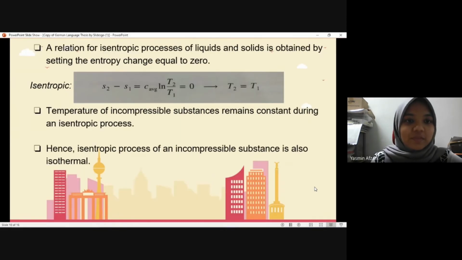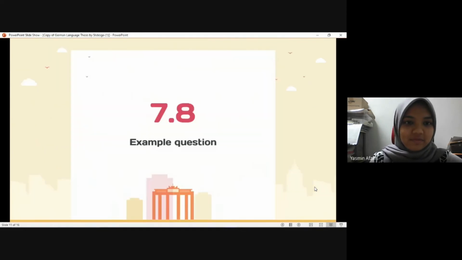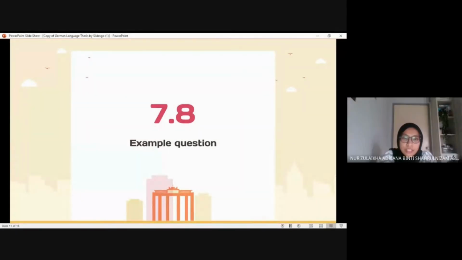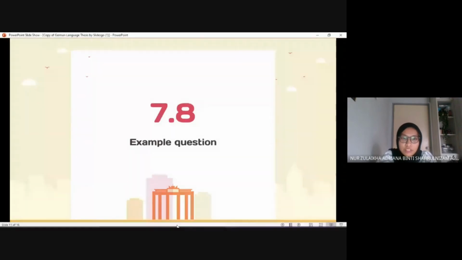Next, evaluation for isentropic processes of liquids and solids is obtained by setting the entropy change equal to zero. As you can see below is the isentropic equation, which equals zero, and T2 equals T1. The temperature of an incompressible substance, which I already stated before, the liquids and solids, will remain constant during an isentropic process. Hence, an isentropic process of an incompressible substance is also isothermal. Next we will discuss an exam question for 7.8.